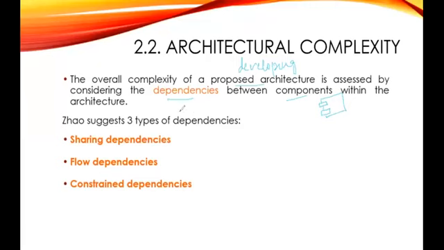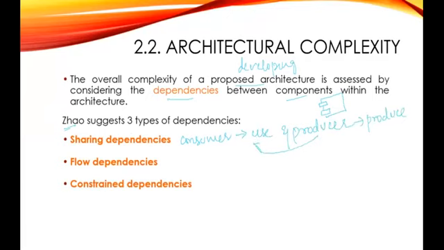So Zhao has suggested 3 types of dependencies. Zhao is a person name. Now the 3 types of dependencies are sharing dependency. Now this sharing dependency is going to represent a relationship among the consumer who is going to use the resource and the producer who is going to produce the resource for this very same customer. So that is the sharing dependency.